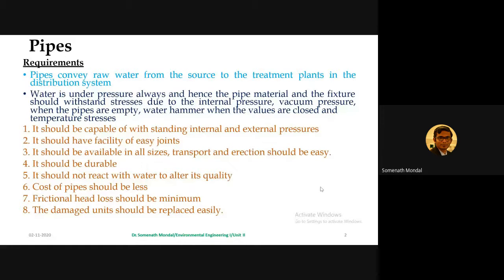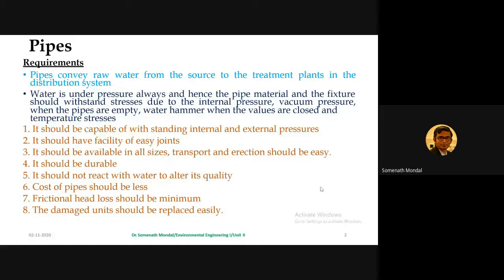Next is the cost of the pipe. After satisfying the above parameters, the next important thing is cost: how much cost is going to be incurred during the overall construction process. There might be two different materials which satisfy all the points we have discussed before, but one is much costlier than the other.